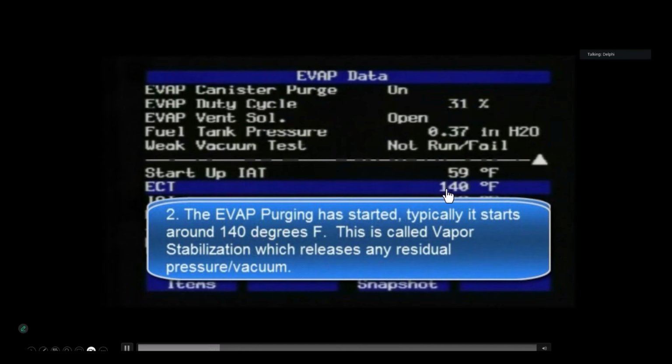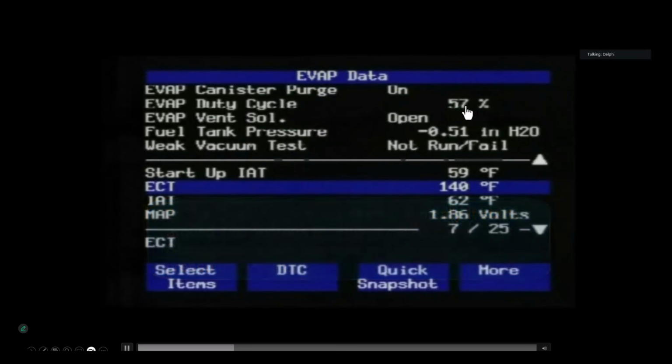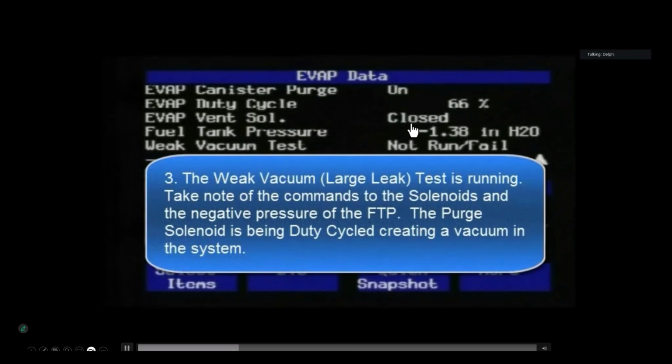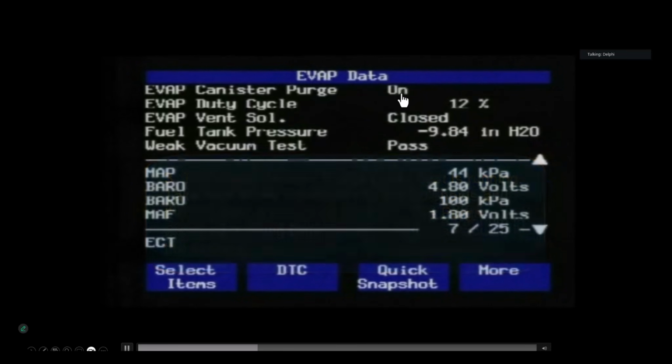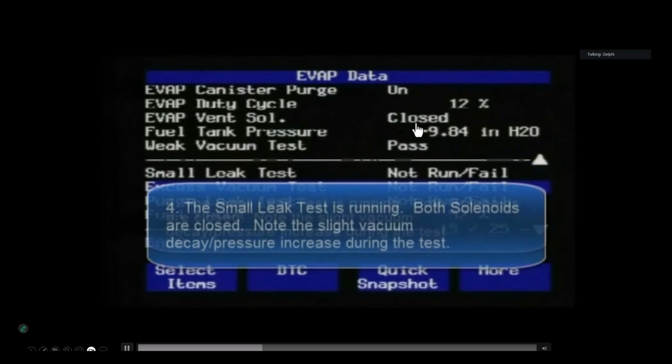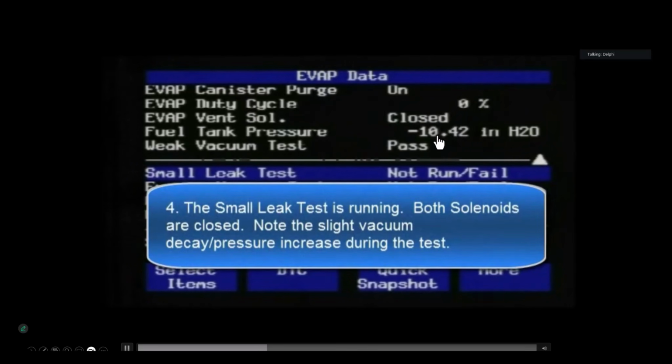Now, when this gets to 140, things start to happen. The purge is on, duty cycle's up and the vent is closed. When it gets the right conditions, there we are. Don't look at the on here. The purge is open. That says on. Oh, excuse me, says on. We're going to see off in a little bit. 12% close. That means we're pulling this down right here in about 10 inches of water column.